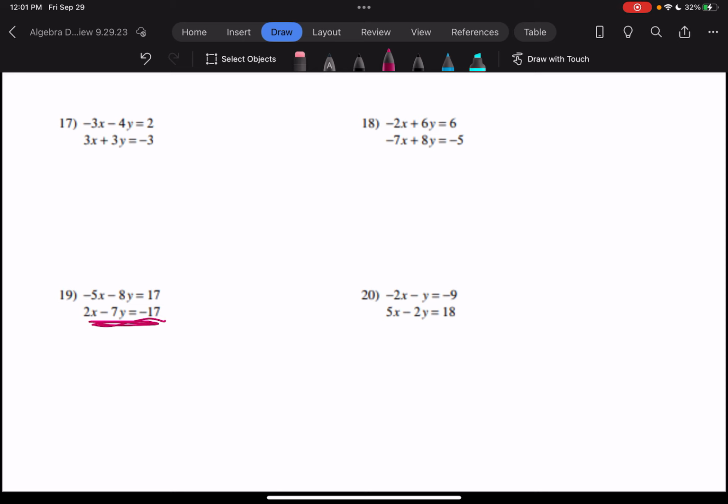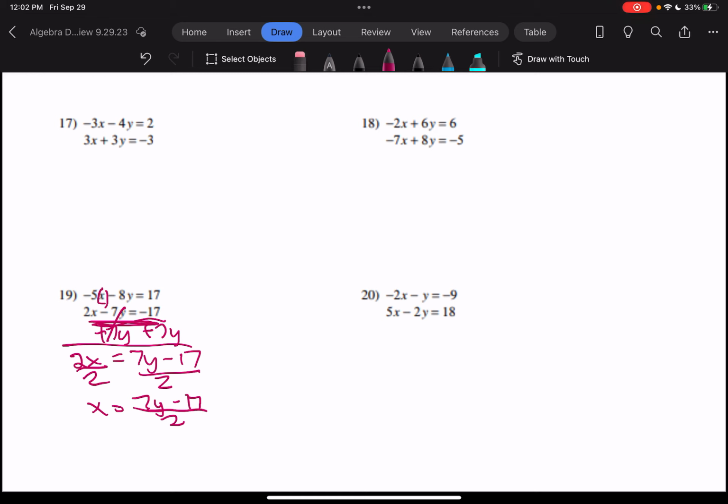Now again, you can do whichever one you feel is easiest. I thought this was easiest because I can add 7y to both sides. So I get 2x, this cancels out, equals 7y minus 17. Divide both sides by 2. And we get x equals 7y minus 17 over 2. That's not beautiful, but I'm going to plug it into here and see what I get.